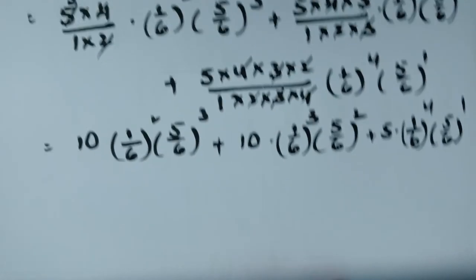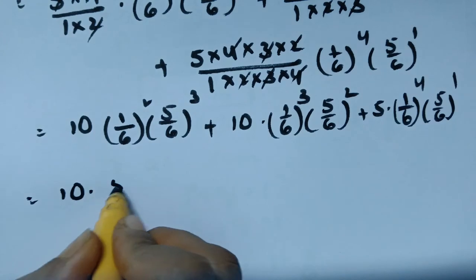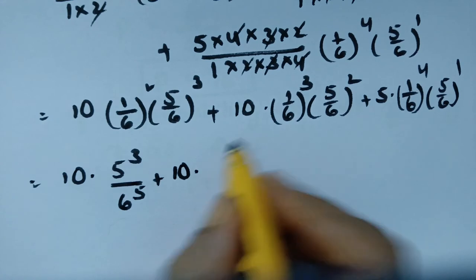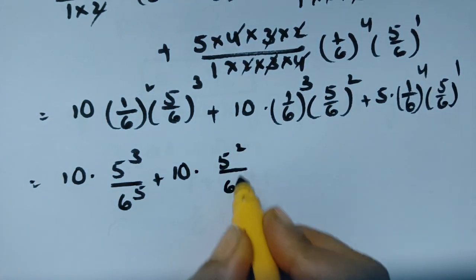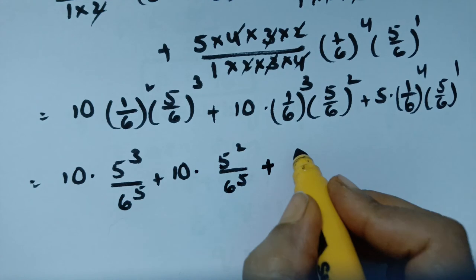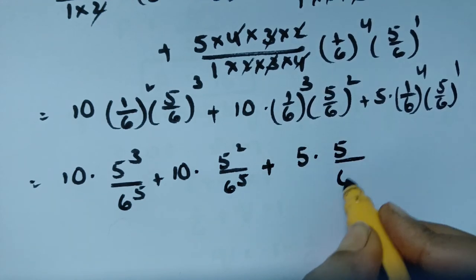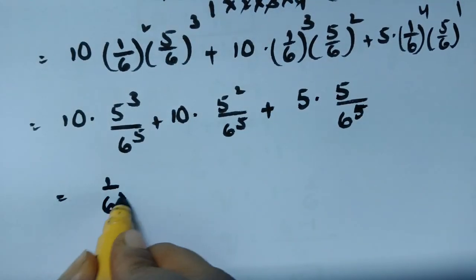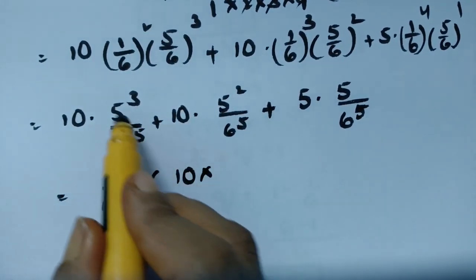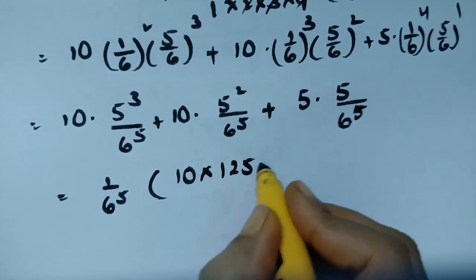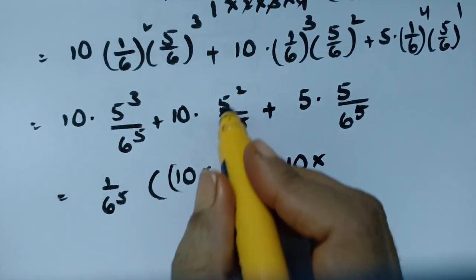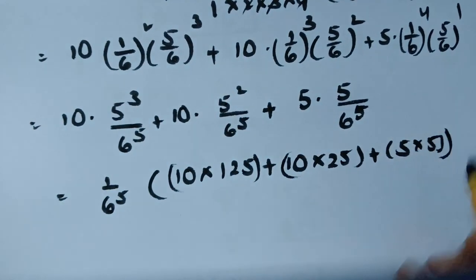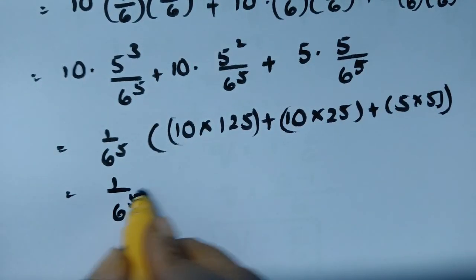And see here, this value will be 10 into, so this is 5 cube by 6 power 5 plus 10 times of, so this value is 5 square by 6 power 5 and this is 5 into 5 by, this is 6 power 5. And see, if I take 1 by 6 power 5 common, this is 10 into 5 cube, this is 125. This is 10 into, see here, 25, 5 square 25 and this value is 5 into 5. And see, this value is 1 by 6 power 5.